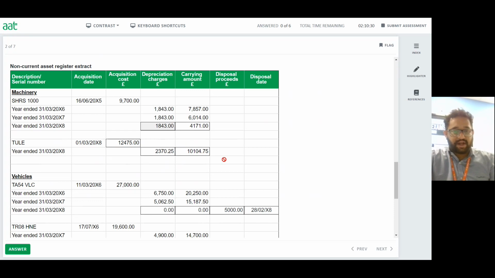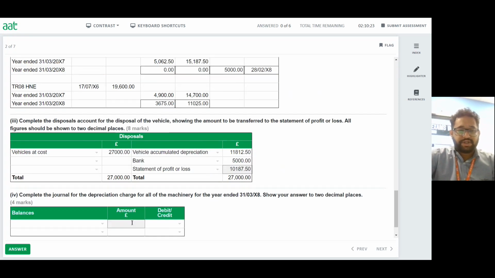So 1,843 plus 2,370.25 gives me £4,213.25. We're going to choose one of them, debit £4,213.25, and this is going to be a credit.